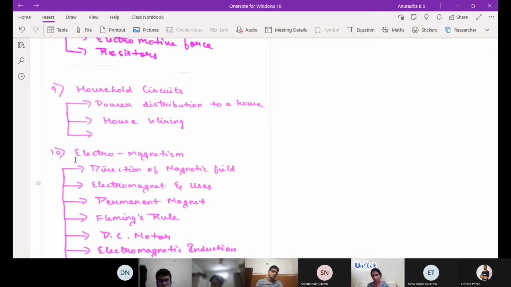Why is this wire of black color? Why is this wire of green color? So there is a particular meaning to that. The color will indicate something. So we will be learning about that.